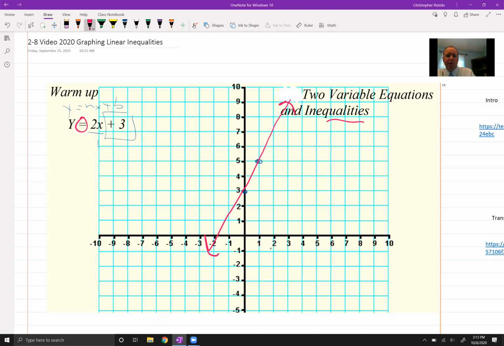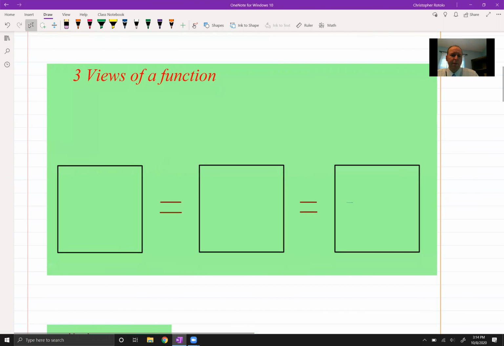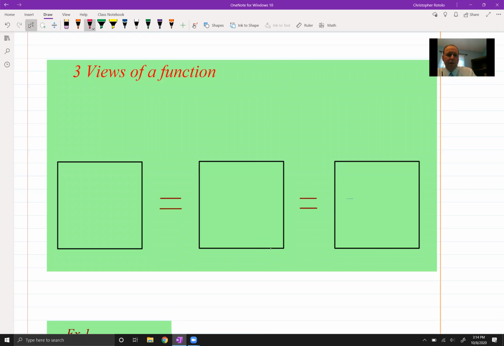As we change it into an inequality, right, we're going to relate solid and dashed lines to open and closed circles, and then we're going to shade one side or the other. And I'm going to show you 2 different options on how to deal with that. Okay, so we have 3 views of a function. Okay, we have the equation.